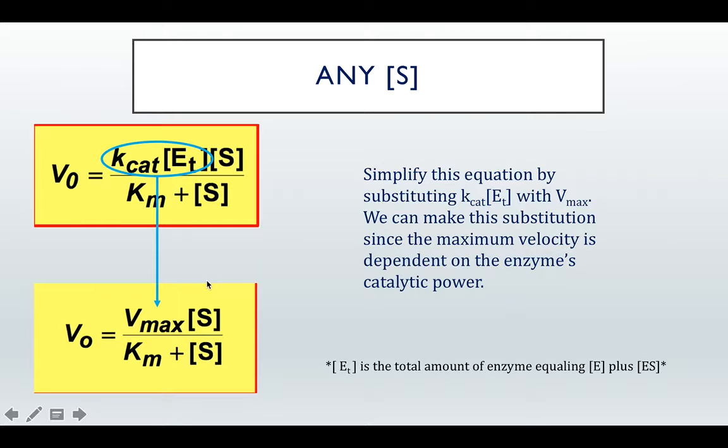We can make this substitution because max velocity is dependent on the enzyme's catalytic power, right? So its power over here times the amount of our enzyme is going to define our Vmax. So we're just going to make it simpler to look at right here. Like I said, Et is the total amount of enzyme, and that equals the free enzyme plus the enzyme substrate complex concentration.